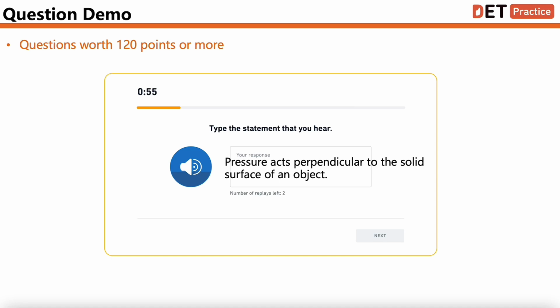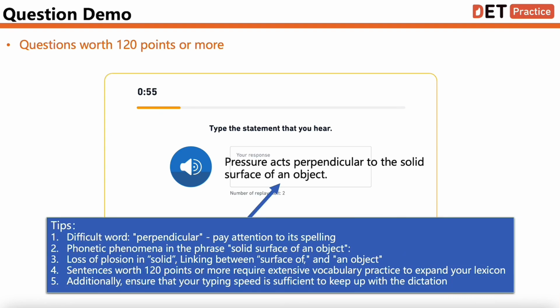The answer is: pressure acts perpendicular to the solid surface of an object. The word perpendicular means at a right angle and is quite lengthy and potentially challenging to spell. If you encounter unfamiliar words, be sure to add them to your personal vocabulary list for further study. There is linking in surface of and an object.